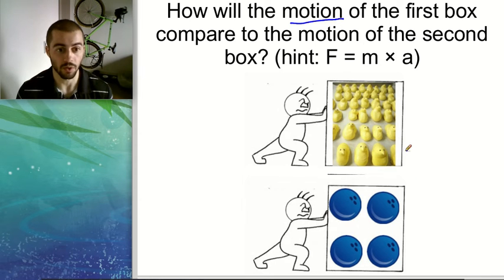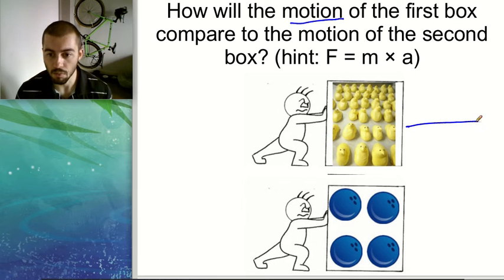Okay, so if you want to pause the video and think about this, what's going to happen here is he's putting the same force into both of them. You can imagine this box is going to move a lot faster. It's going to accelerate a lot faster than this box with the bowling balls, which will be a lot harder to push because it's heavier. Okay, so the smaller the mass, the higher the acceleration is going to be if the force is the same.